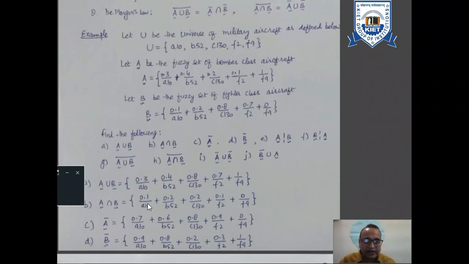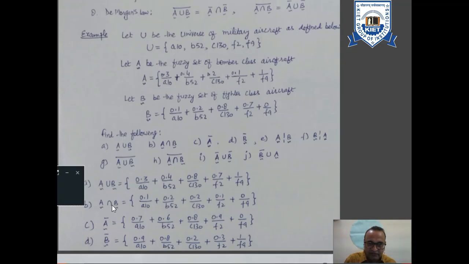Now come on the second point. We are doing the intersection of the two fuzzy sets. In the intersection operation, we will again keep all the elements of the universe of discourse, but with a different membership value. Here the membership value will be the minimum membership value among these two sets. See here, A10, B52, C130, F2 and F9, they all aircraft will be available in the intersection function. Yes, its intersection will again be a fuzzy set.